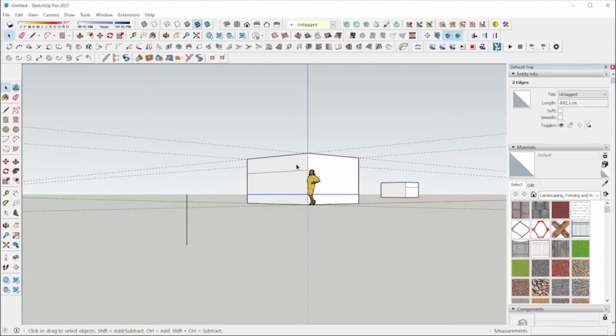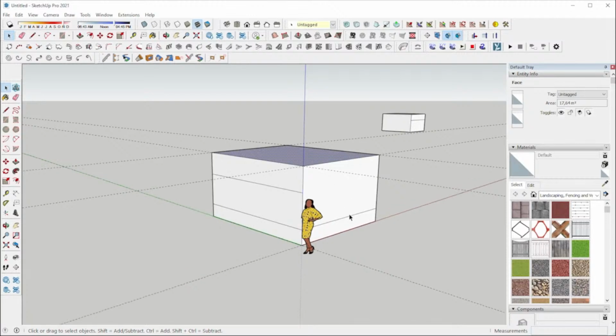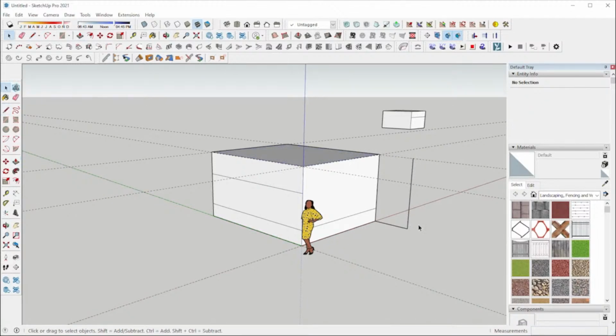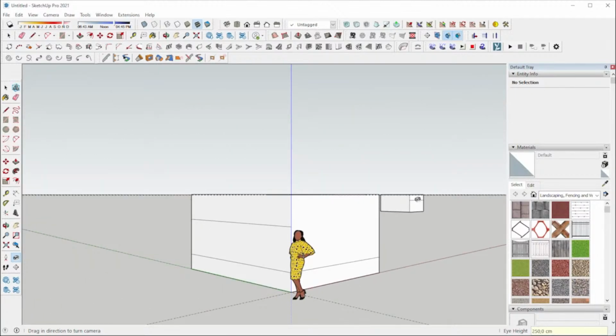If we have a surface like this, the height of this is 200. Let's change it to 250. If I put a guy here and change the eye height to 250, guess what? Now this surface is right in front of our eyes. We can see above it or we can see below it.